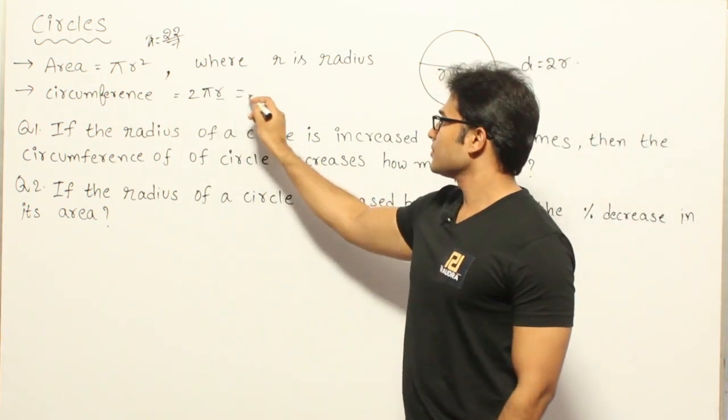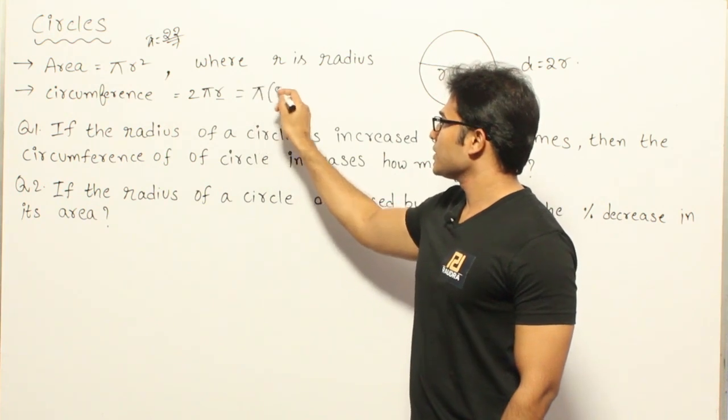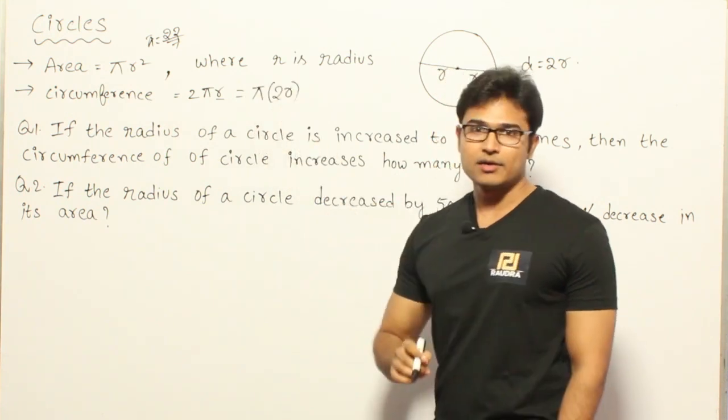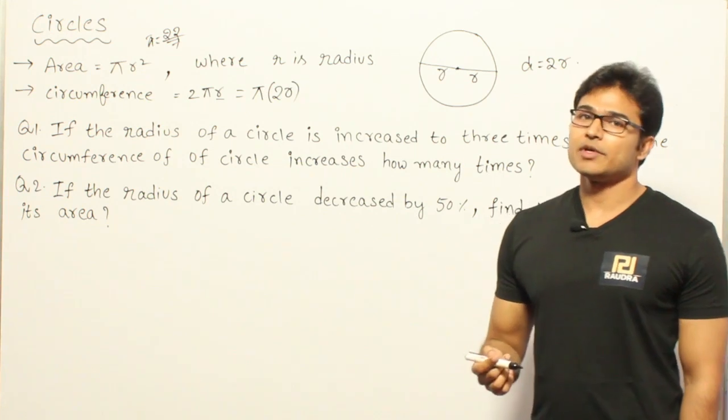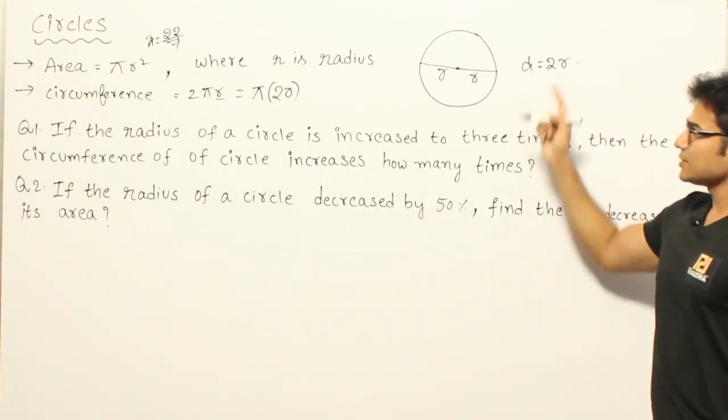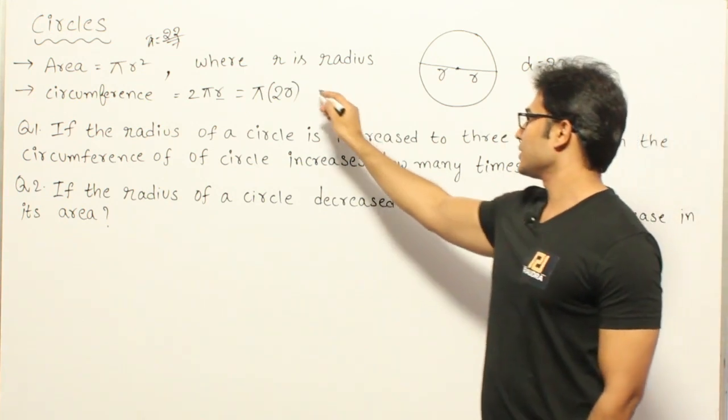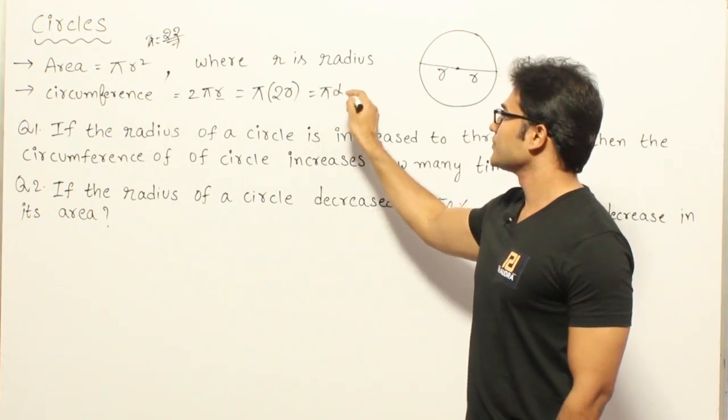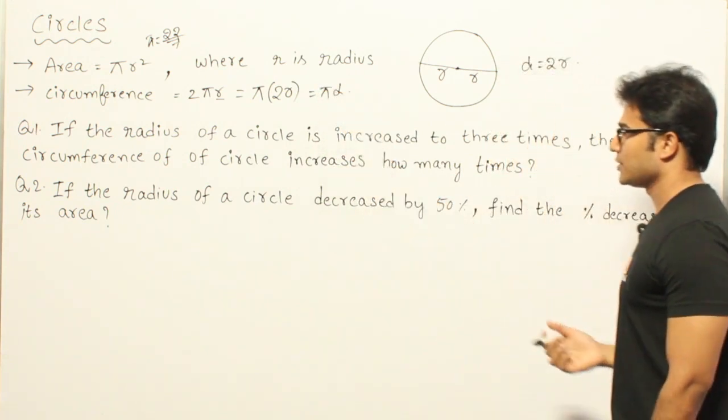Sometimes it can also be expressed in terms of diameter, that is why I am just writing it here, pi into 2r, and we know that 2r equals diameter, isn't it? Diameter is twice the radius, therefore I can also write it as pi into d. Okay, let's see some questions on it.